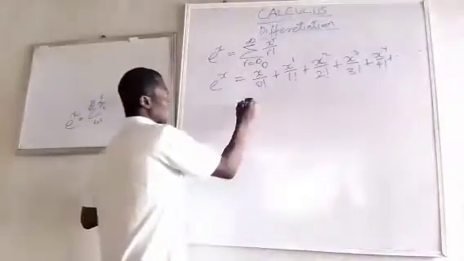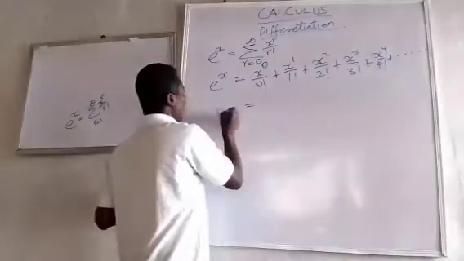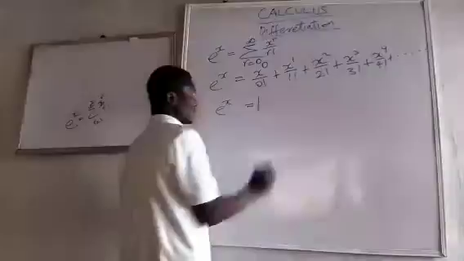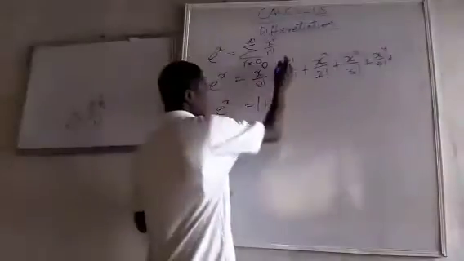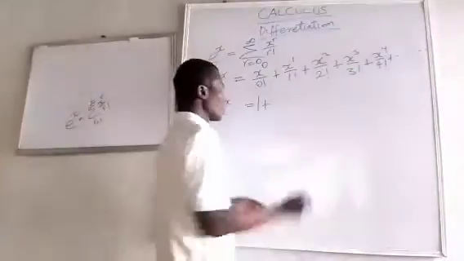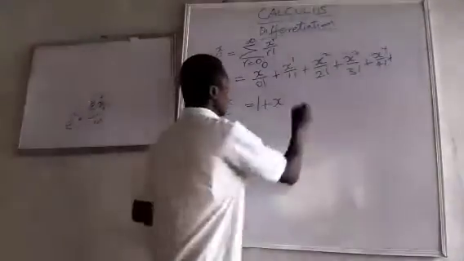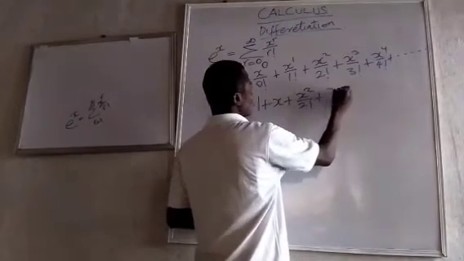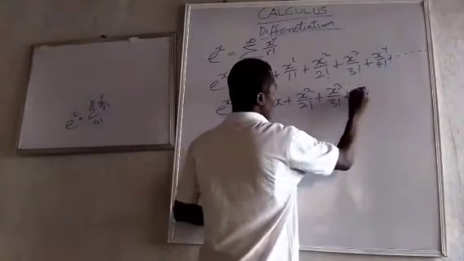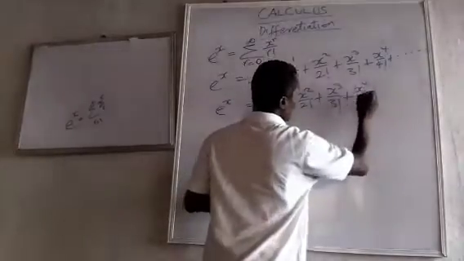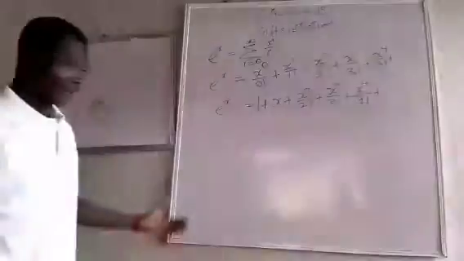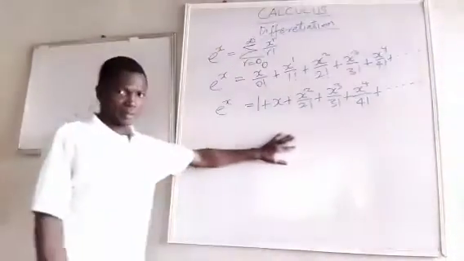Okay, let me write it out as it will be. So e raised to the power x: x raised to the power 0 is 1, 0 factorial is 1, so this is standard 1. x raised to the power 1 is 1, 1 factorial is 1, so plus x. Get that? So we continue like this: x squared over 2 factorial plus x cubed over 3 factorial plus x raised to the power 4 over 4 factorial plus like that. Now, let me now differentiate this.